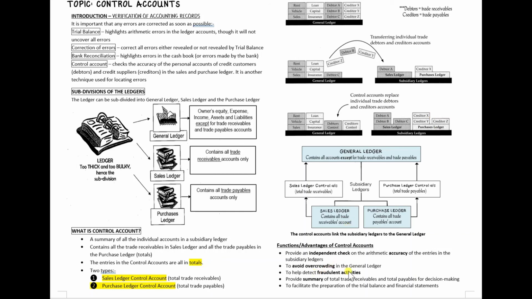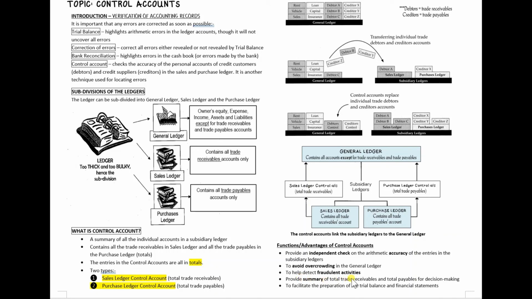To avoid overcrowding in the general ledger, we move it to the subsidiary ledger, then we can have the total, which is the control account, in the general ledger to help detect fraudulent activities or maybe errors. Because we can check and tally them among each other, to see if there are any errors.